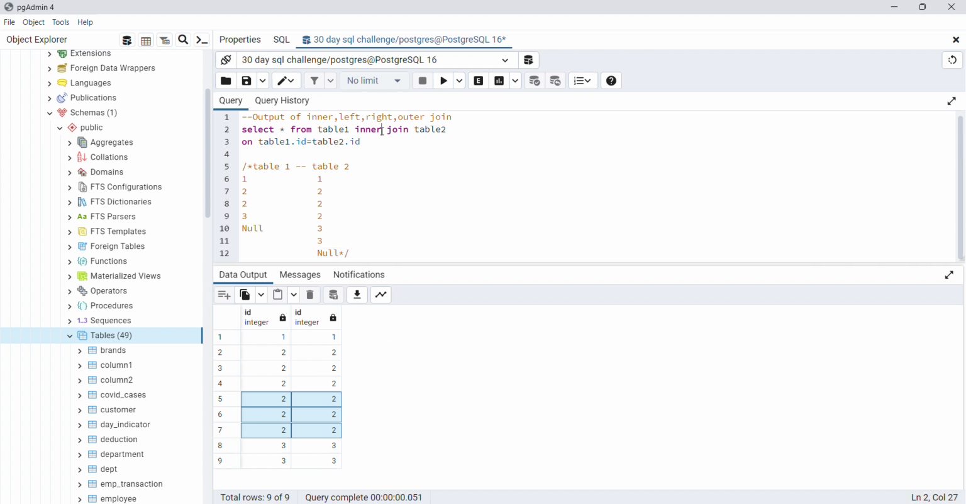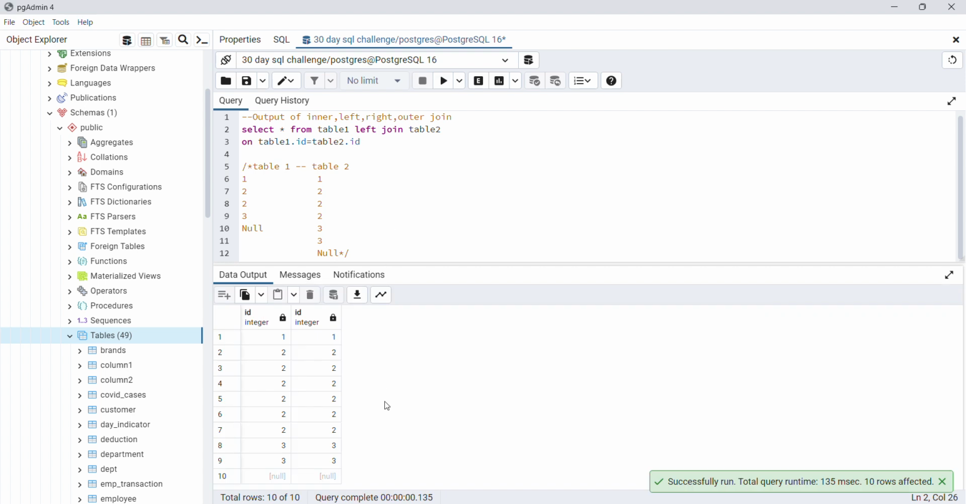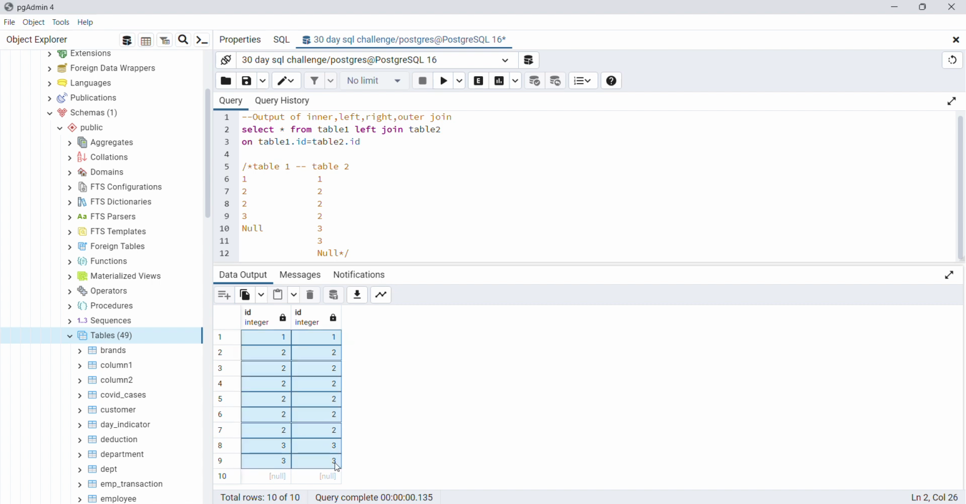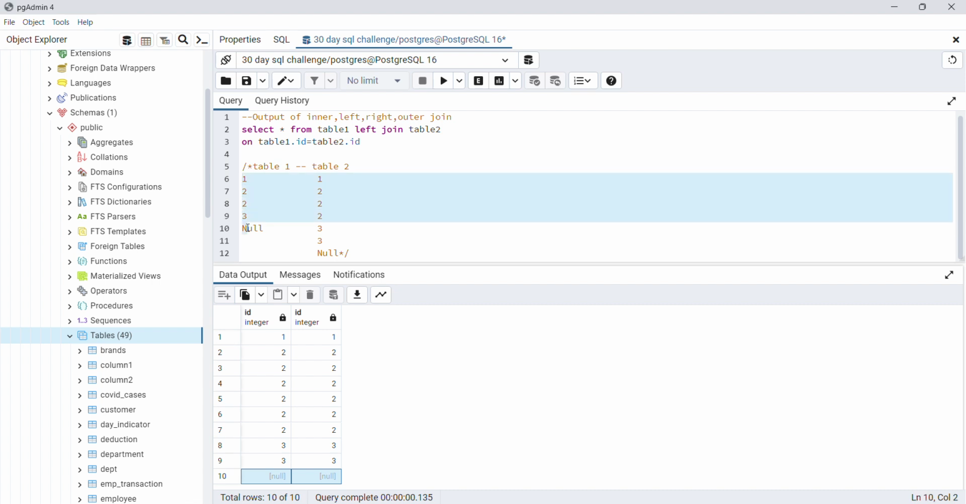Now we'll see about the left join. Here the top nine values are the same for the left join as well. Only the null values are getting added. So what left join does is that it takes all the values from the left hand side table and only the common ones from the right hand side. So these 1, 2 to 3, these values have common values in table 2. So this will get joined.